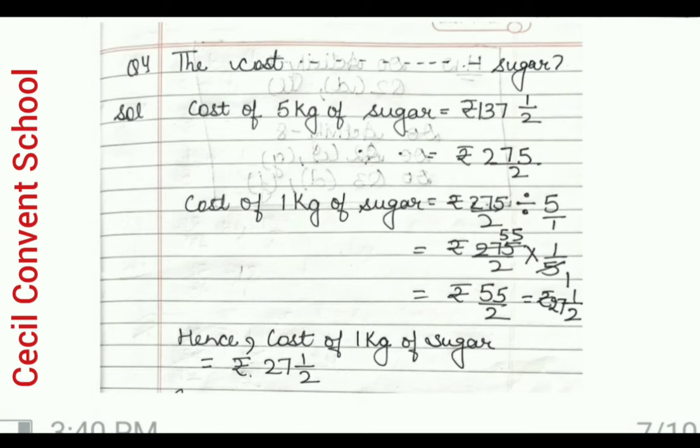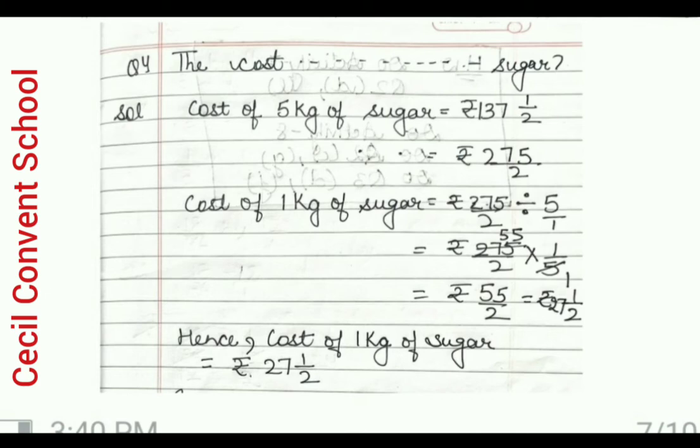Now what is the cost of 1 kg of sugar? You write cost of 1 kg of sugar is equals to rupees 275 by 2 divided by 5. When you divide it by 5, under 5 you write 1, and in place of the divide sign, the multiply sign comes, then 5 by 1 will change into 1 by 5. Now see, 275 and 5 come in one table, that is the 5 table only. So in place of 275 what comes? 55. So the answer will be rupees 55 by 2.